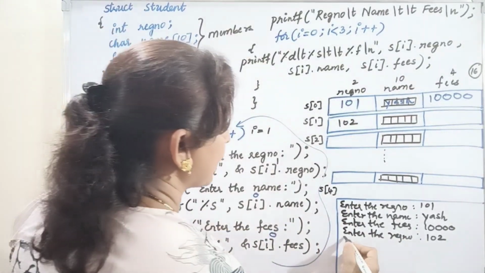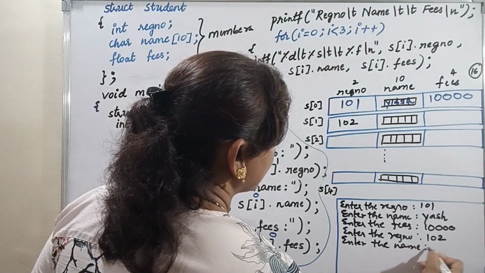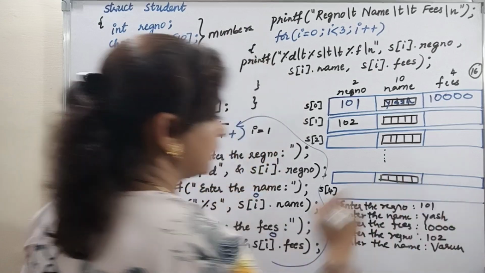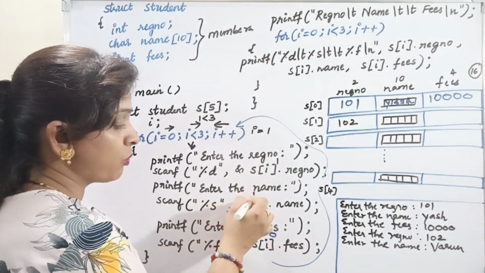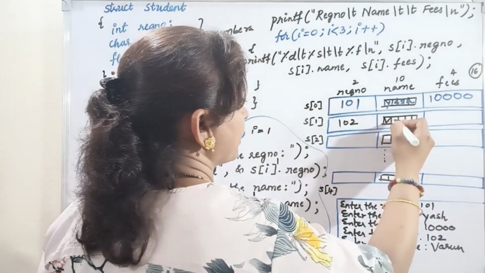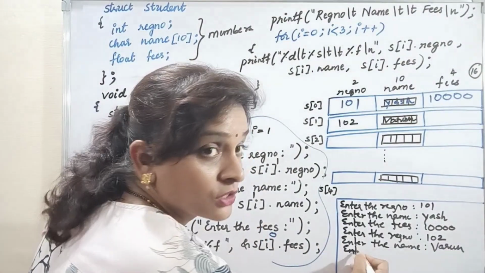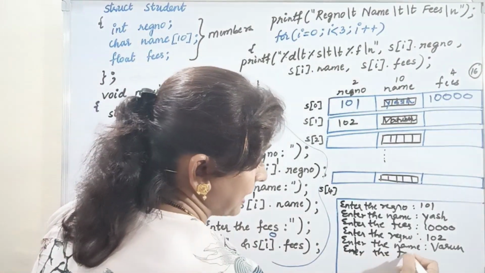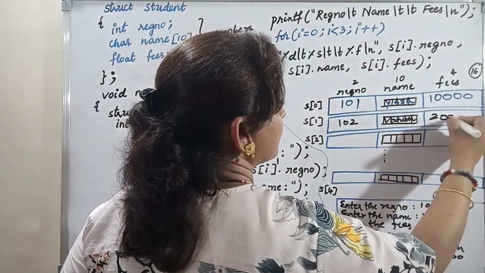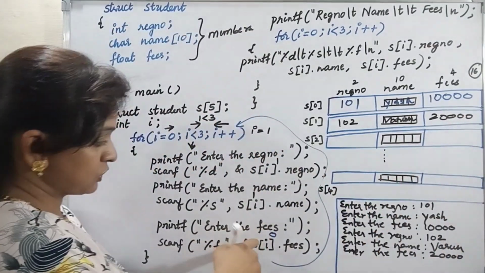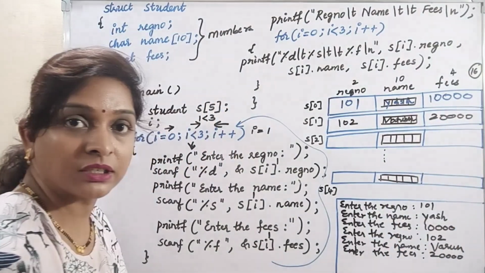Again, this message, enter the name. Then I'll say Varun. That will be stored in the s of i dot name. I means 1, s of 1 dot name, so it is Varun. Then enter the fees. So I'm going to get all these messages again. I'll just say 20,000. That will be stored in s of 1 dot fees. s of 1 dot fees is 20,000.